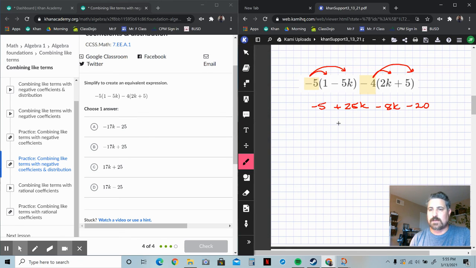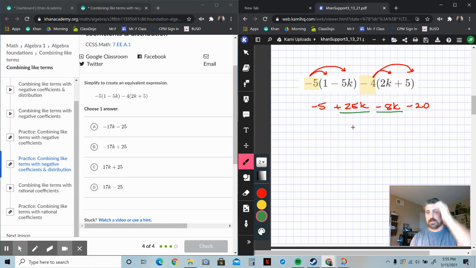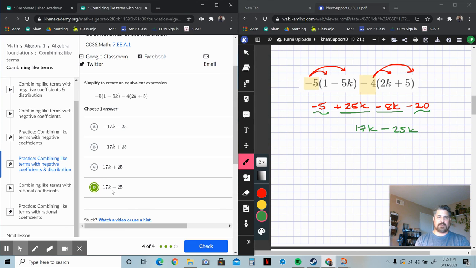When you're getting all this to one side using combine like terms, you want to put together your k's with k's and your numbers with your numbers. So we've got 25k plus negative 8k. How many k's does it leave us with? It leaves us with positive 17k. And then you have negative 5 units and 20 negative units added to it. So it'll be negative 5 plus negative 20, which is going to be negative 25, and that's going to be in units. All right, so you get 17k minus 25.